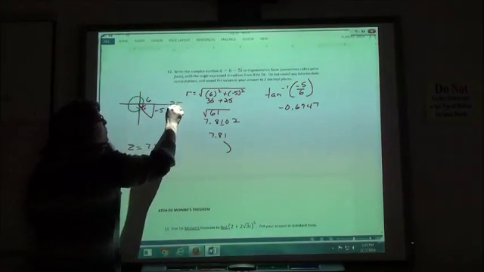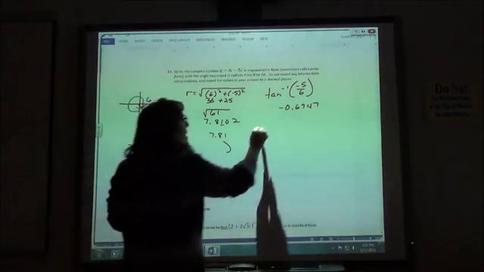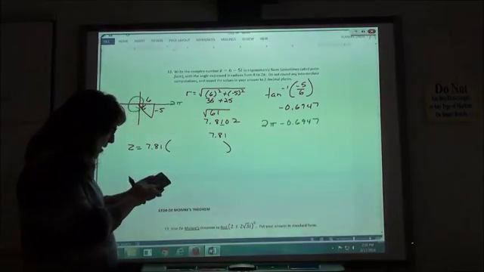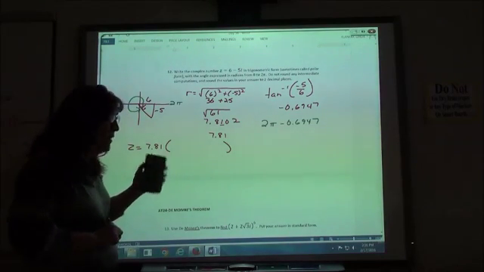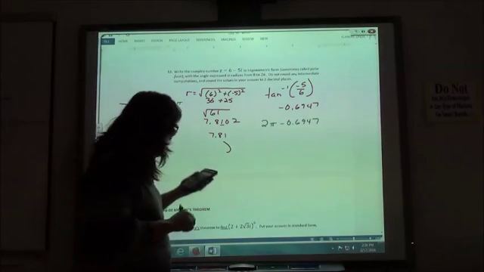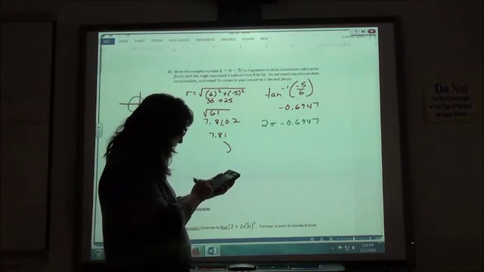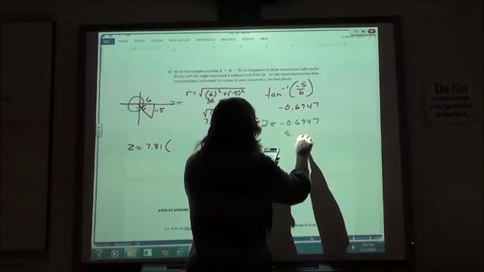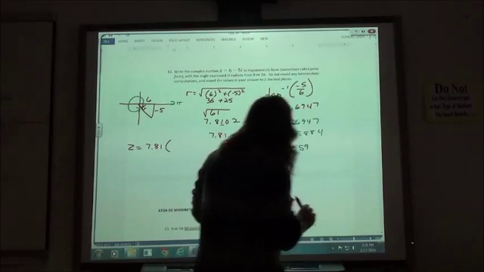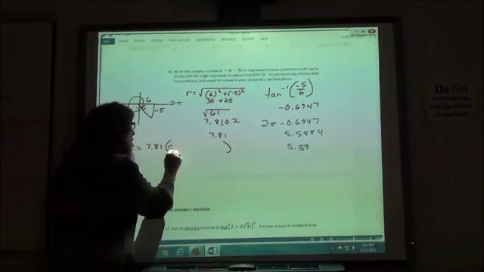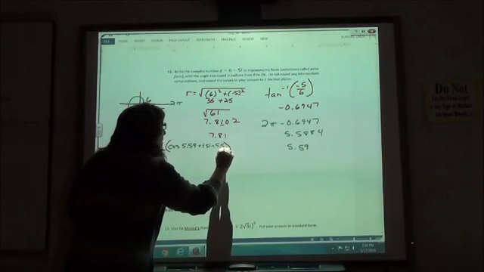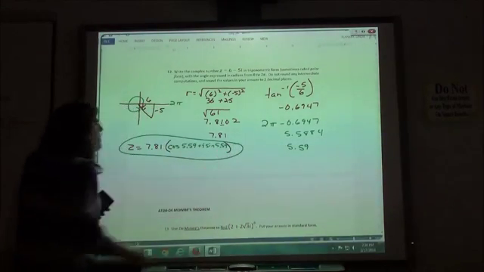So in this case, 2 pi would be all the way around. I'm going to take 2 pi minus my 0.6947. So on my calculator, I'm going to do 2, shift, and get the pi button. You could use 3.14159 if you don't have a pi button. But 2 pi minus my 0.6947 gives me 5.5884. So 5.59 is what my angle would be in the positive direction. And so I'm going to have the cosine of 5.59 plus i sine of 5.59. Smoosh that all in there. And that's going to be my answer in polar form.